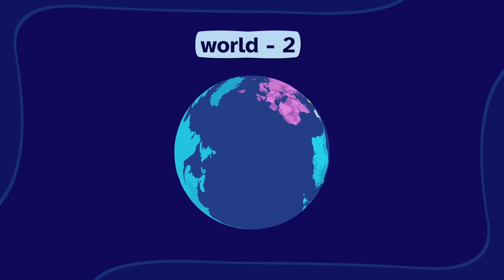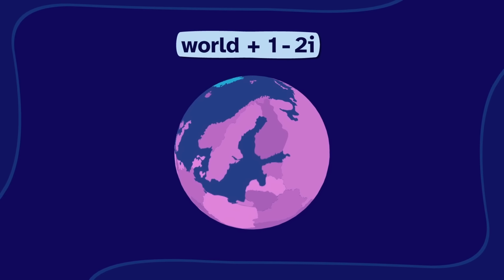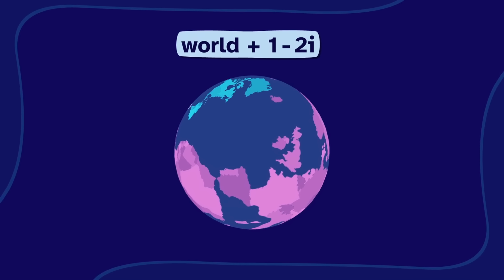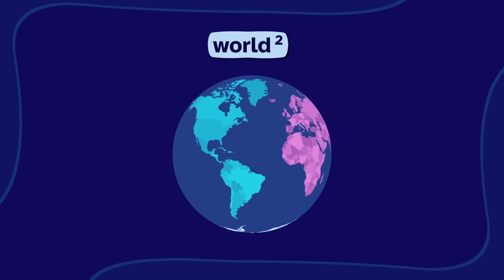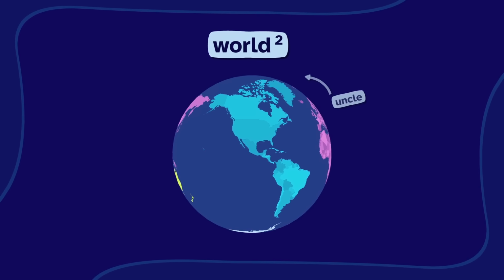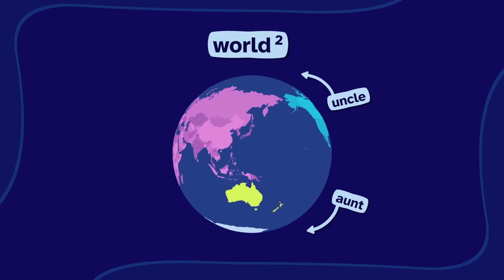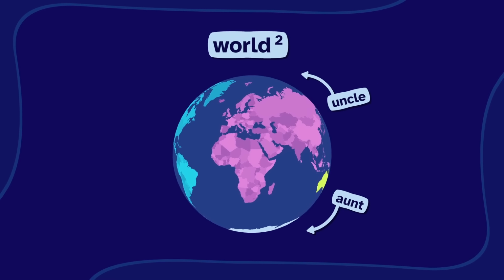We could also try world minus 2 or world plus i. Adding any constant will deform the world in some direction. And speaking of powers, here is the world squared. It looks kind of normal, and that's because uncle numbers get more uncle-y when they're squared, while aunt numbers get more aunty. The north and south grow evenly, pushing everything else towards the equator.